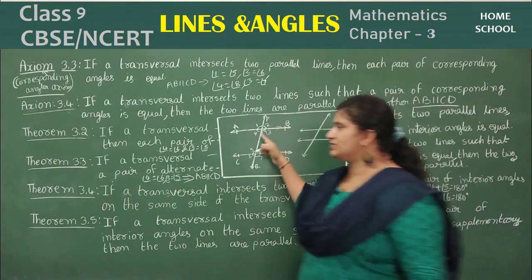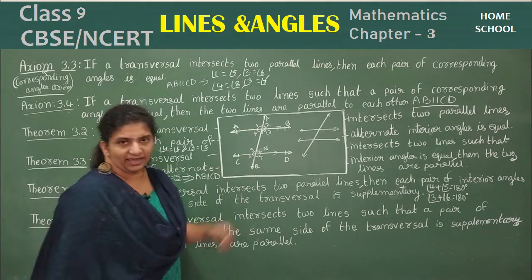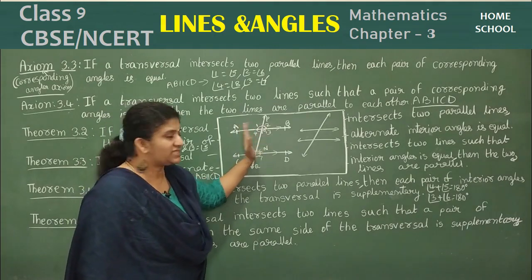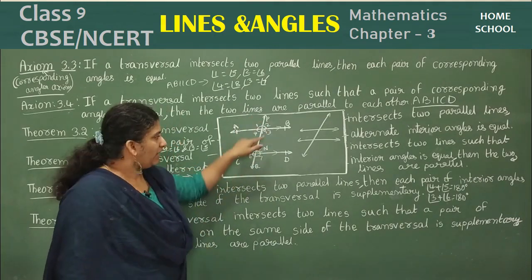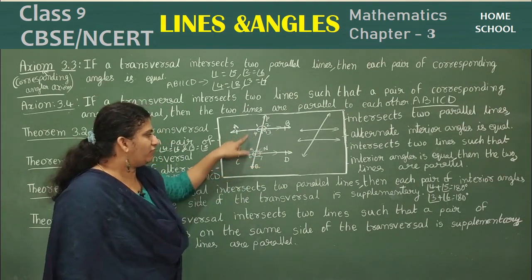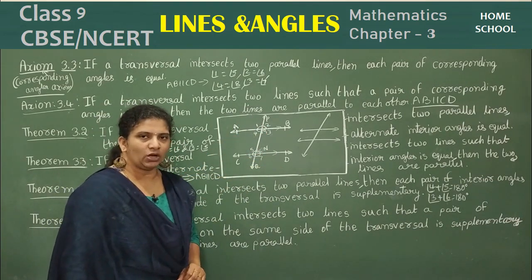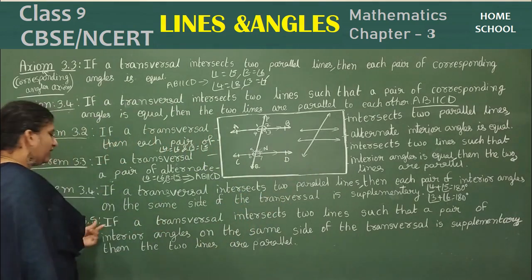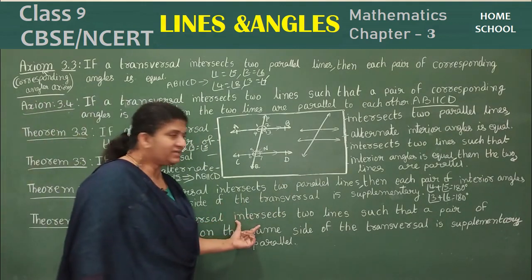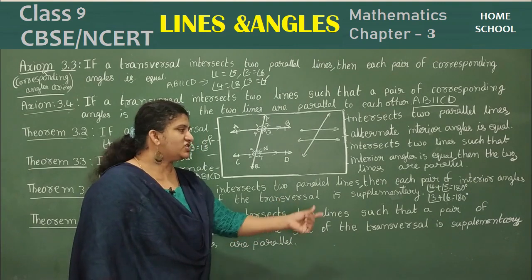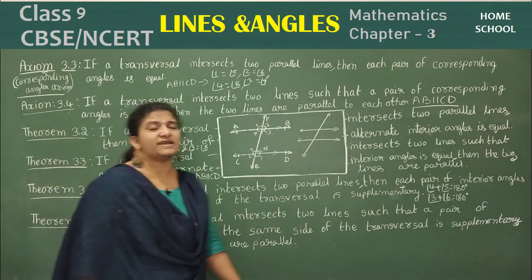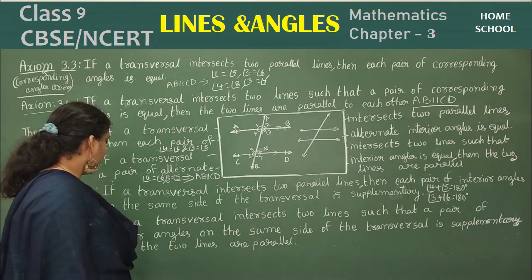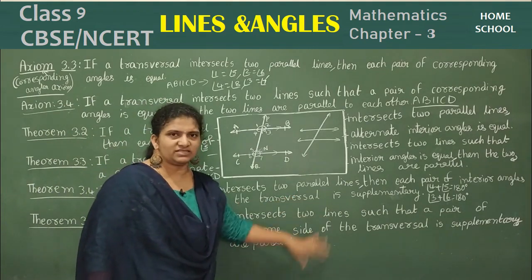If a transversal is drawn intersecting two parallel lines, then the interior angles on the same side, their sum will be supplementary. Angle 3 plus angle 6, 180. Angle 4 plus angle 5, 180. Okay, see the last statement, it will be the converse of this statement. If a transversal intersects two lines such that a pair of interior angles on the same side of the transversal is supplementary, then the two lines are parallel. Just the converse of this statement.